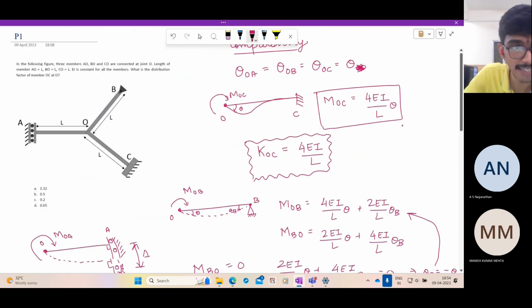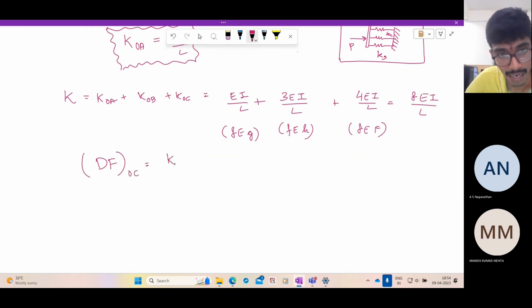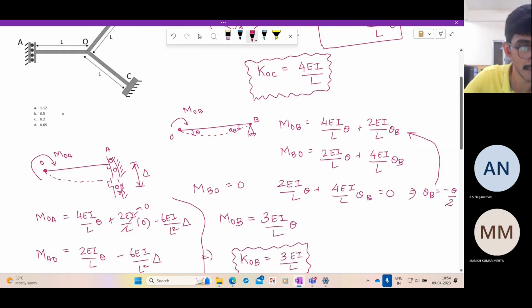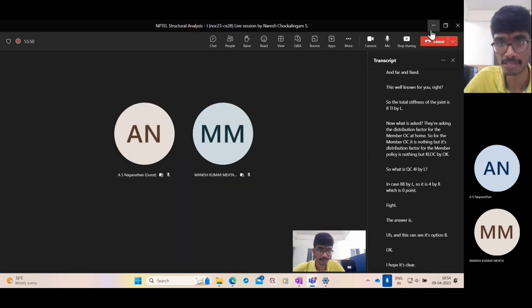Now what is asked? They're asking the distribution factor for the member OC at O. So the distribution factor for the member OC is nothing but KOC by K. So what is KOC? 4EI by L. And K is 8EI by L. So it is 4 by 8, which is 0.5. So the answer, you can see, is option B. Okay, I hope it's clear. Let's go to the next question.